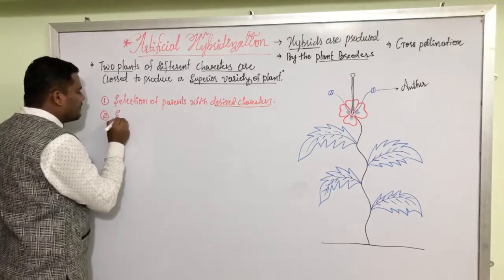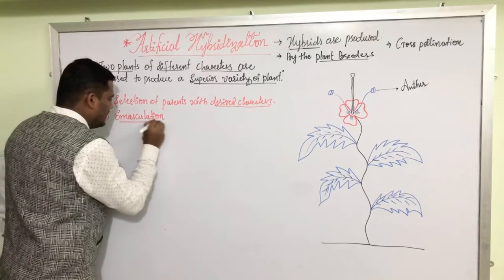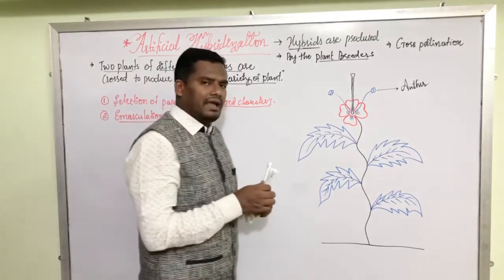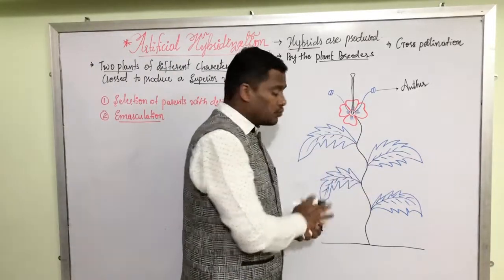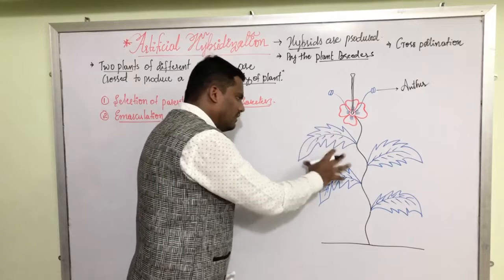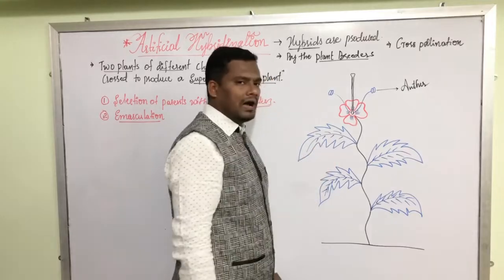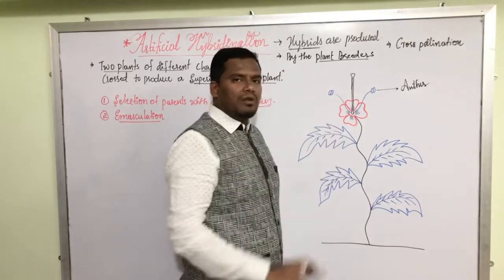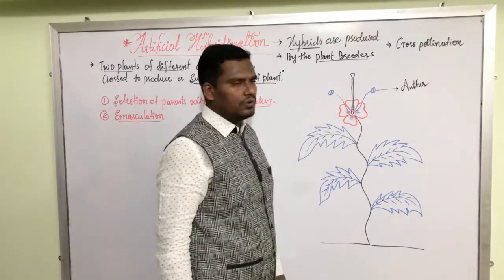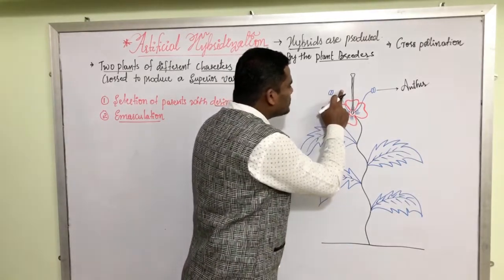Now, the second step is very, very important for examination, my dear friends. The second step is emasculation. In emasculation, what is done is, suppose this is a plant, this is one parental plant that we have selected out of two. Two parental plants are selected, but I have drawn only one for our understanding. In this parental plant, we have a bisexual flower. That means we have the male reproductive part and also the female reproductive part. In this bisexual flower, the anthers are removed.